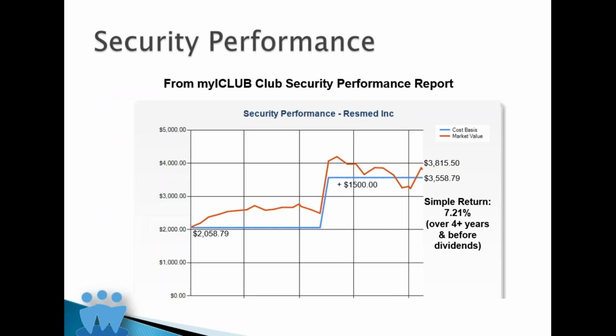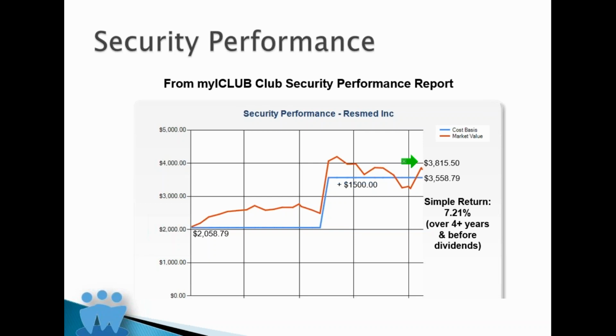As an example, here is a club that bought a stock, ResMed. They invested just over $2,000 in it when they bought their first share of stock. About 2.5 years later, they bought an additional $1,500 worth of the stock. So their cost basis, as indicated by the blue line, is $3,558.79. That's their cost basis. Their current value is $3,815.90, as indicated by the orange line there.